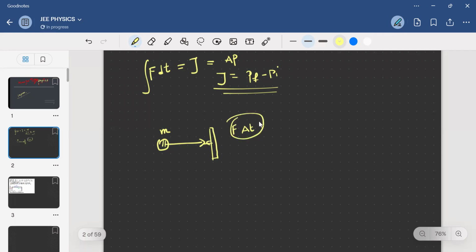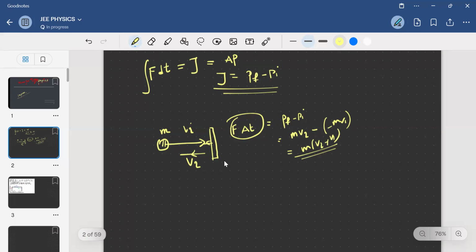Then the amount of impulse is f into delta t, but that measurement will be the change in the momentum of the ball. That means if after this collision the ball gets some velocity v2 in the leftward direction, and if the initial velocity was v1, we can tell that the amount of impulse is the change in the momentum, that is m of v2 plus v1 in this case.